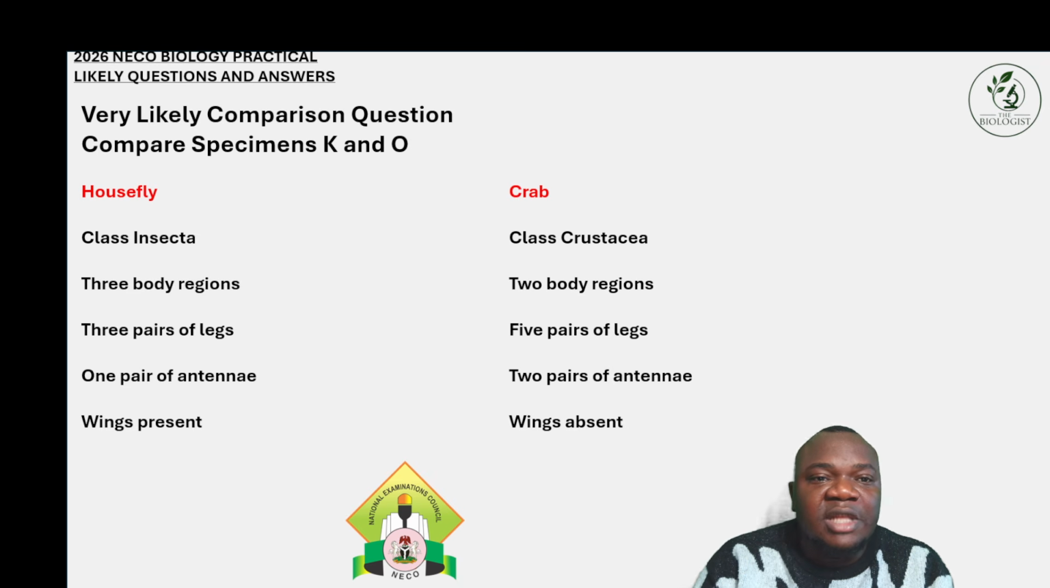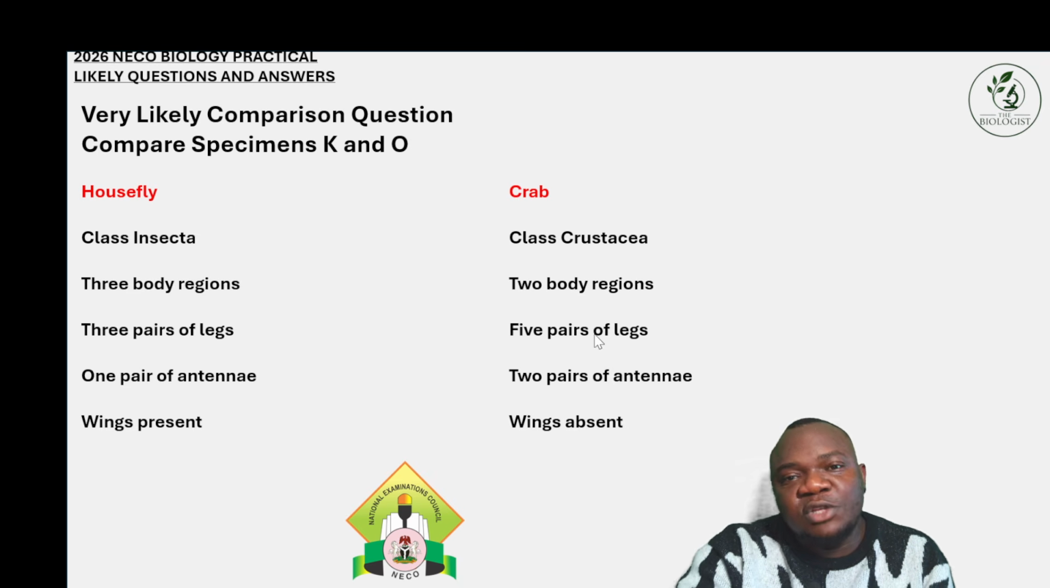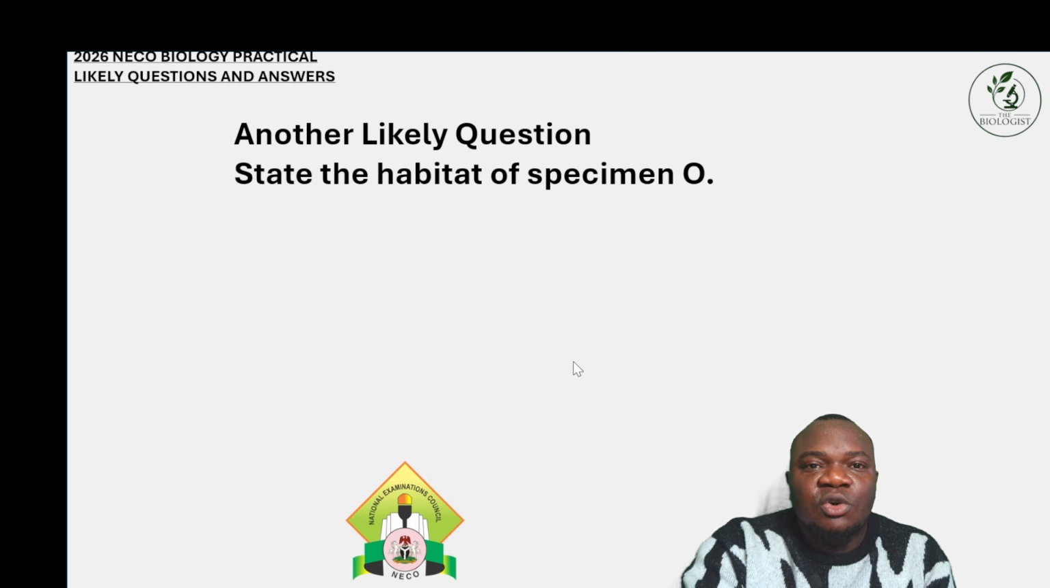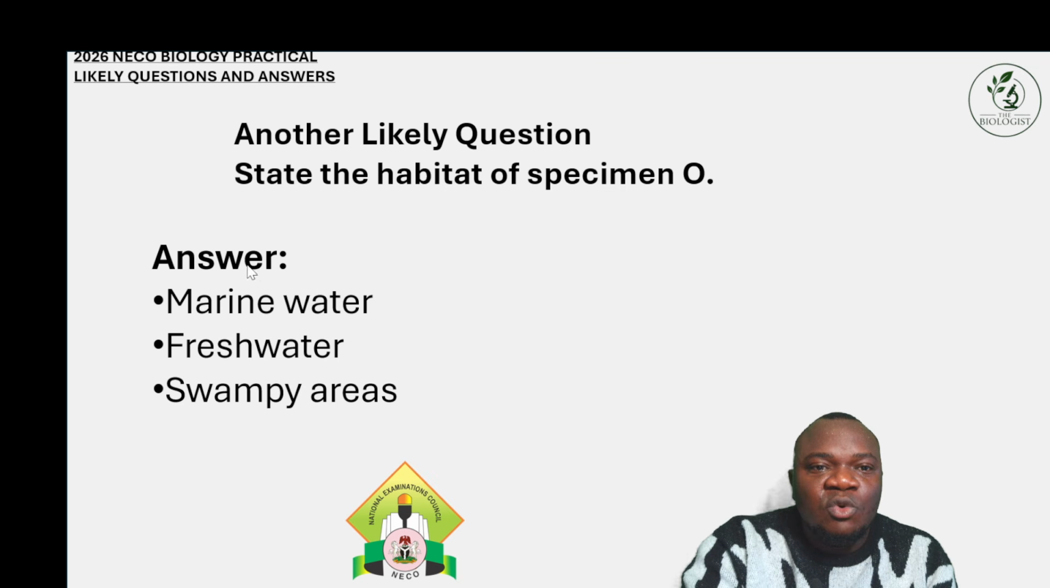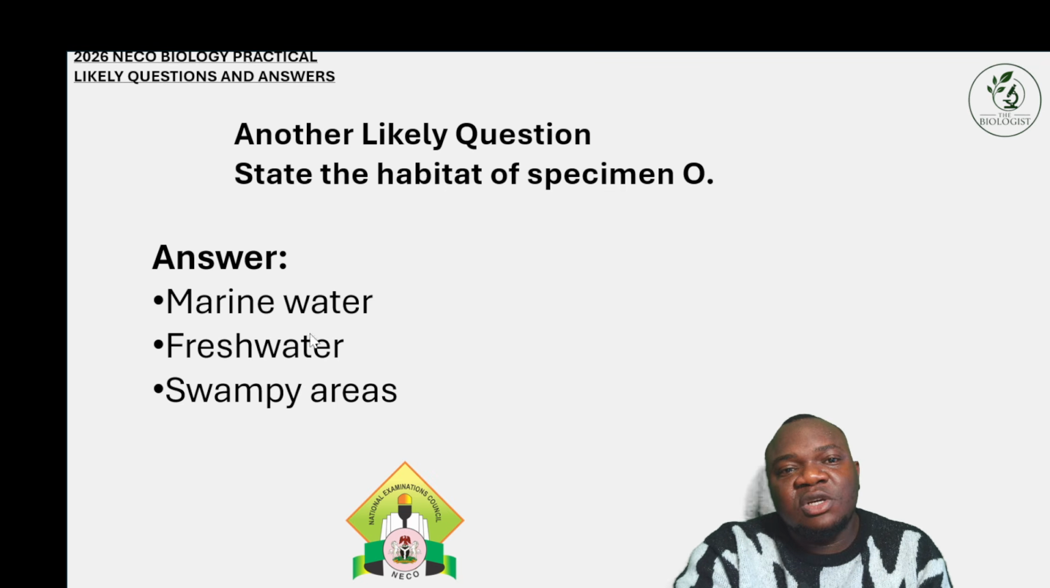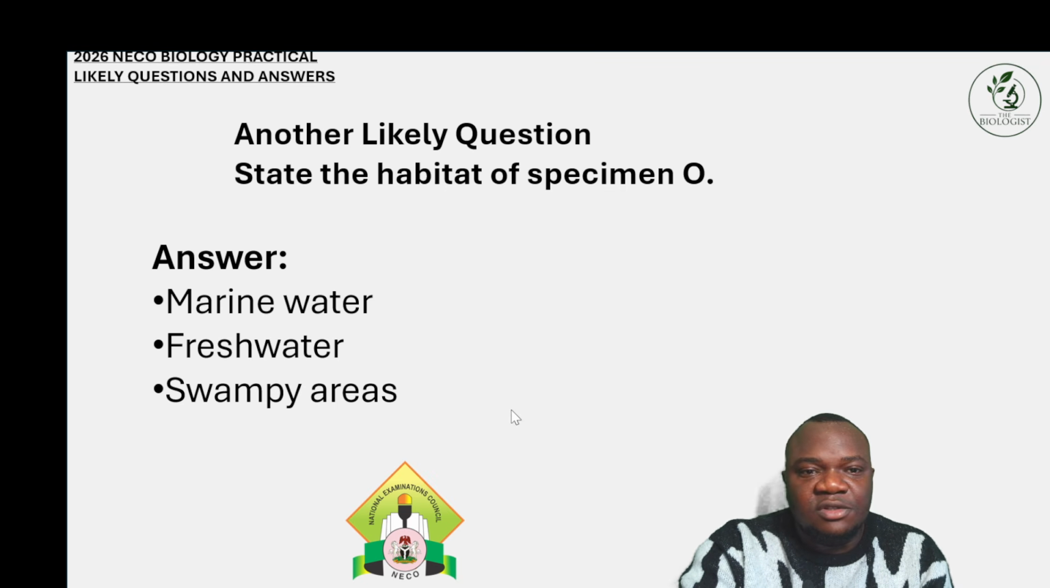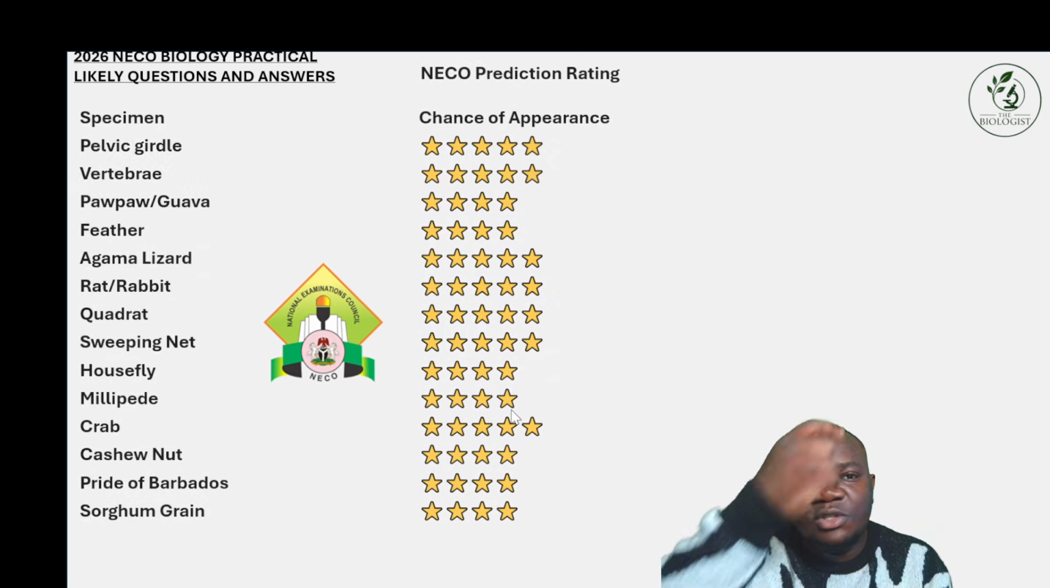Then you have three pairs of legs for housefly, five pairs of legs for crab, one pair of antennae for housefly and two pairs of antennae for crab. Wings present and wings absent. So it's very important to know this one. On a likely question, state the habitat of O: the crabs can be found in marine water, freshwater, and swampy areas. It's very important for you to know.